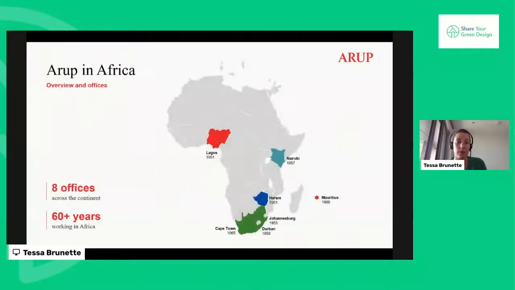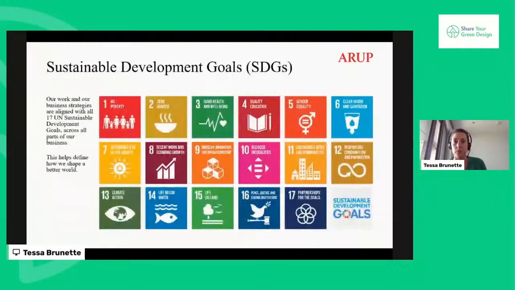But in Africa, we're in 5 countries. So we have 6 or 8 offices in Africa, but we're in 5 countries. And we've been around for a while. So you'll see that the oldest offices are in fact Harare and Lagos that were established in 1951. So we've got quite a big legacy in Africa and one that we are very proud of.